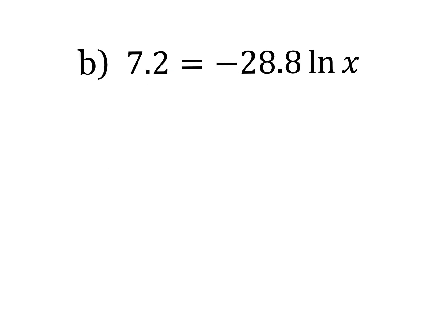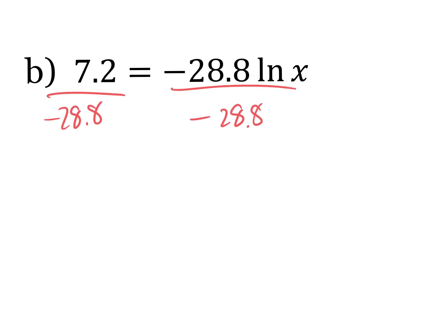Okay, let's do this one. What are we going to do first? Divide by negative 28.8. What are we left with? Yeah, I gave you some nice numbers. Negative 0.25 is natural log of x.